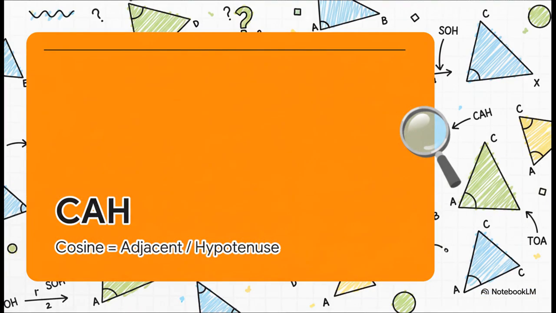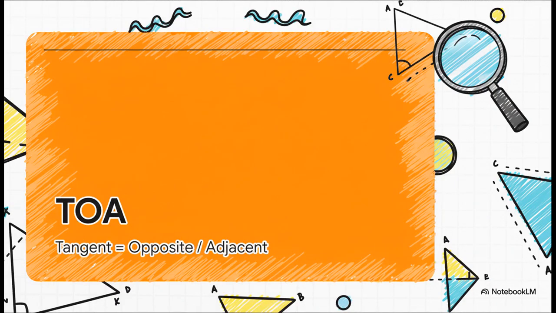Next up is CAH, and you can probably guess where this is going. C is for cosine, A is for adjacent, and H is for hypotenuse. So the cosine of our angle is the length of the adjacent side divided by the length of the hypotenuse. See, just another easy ratio. And to complete our trio, we have TOA. T stands for tangent, O for opposite, and A for adjacent. The tangent of our angle is simply the opposite side divided by the adjacent side.